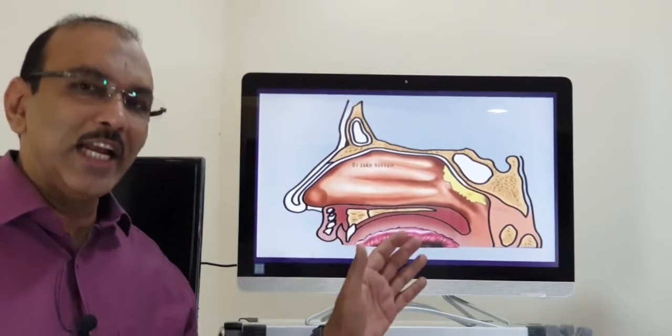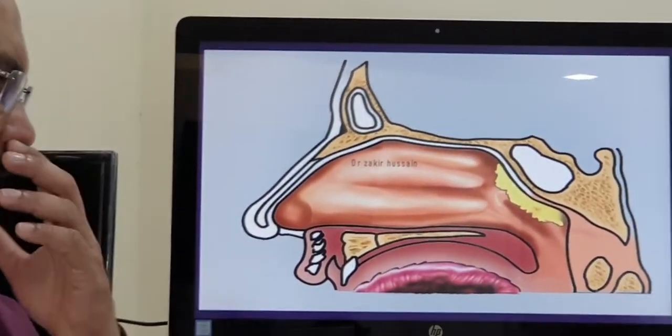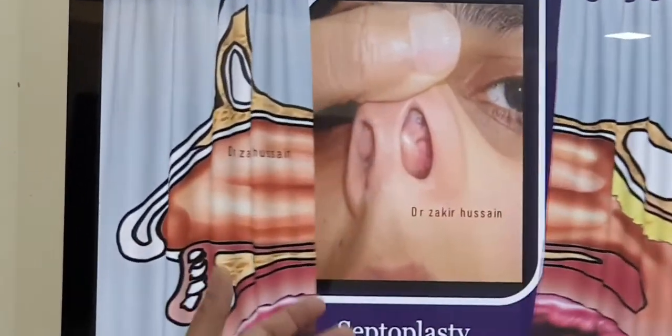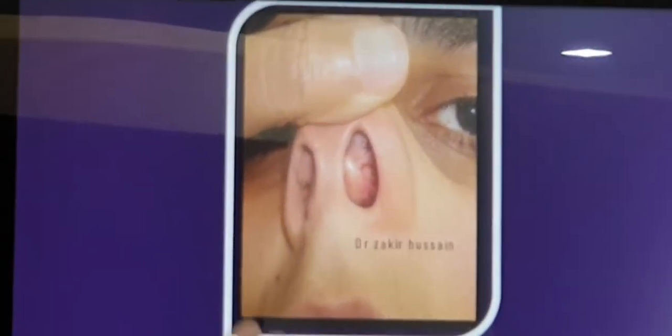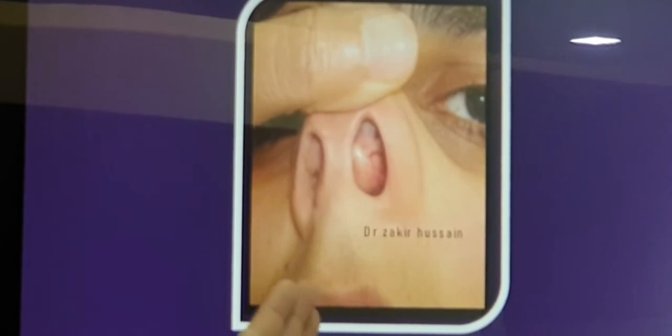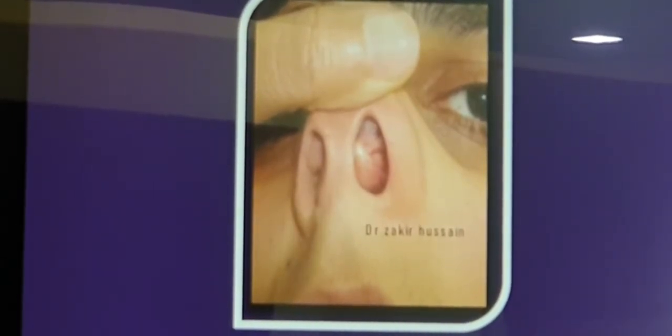So let me tell you all the different types of surgeries which are done in these types of cases. One, to start with, on examination, if the nasal septum is deviated to one side and blocking the nose completely, we have to make the septum straight, and that surgery is called septoplasty.